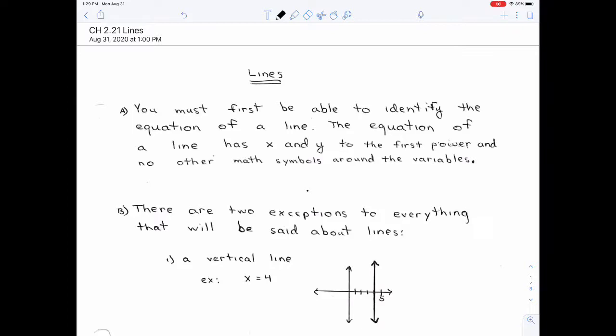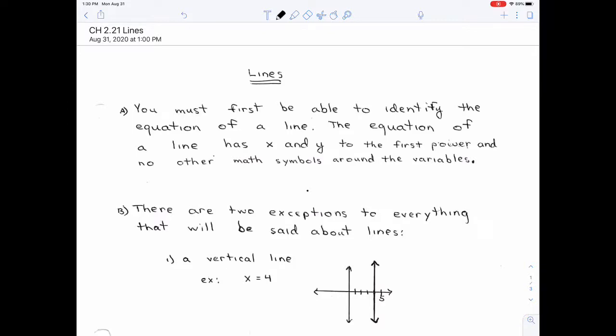Lines, things of beauty, things that you will learn to love if you don't love them already. Again, as I've said before, you must first be able to know what makes something a line. So if something's a linear equation, you graph it using a shortcut. If something's not a linear equation, none of this applies to stuff that's not lines, okay?